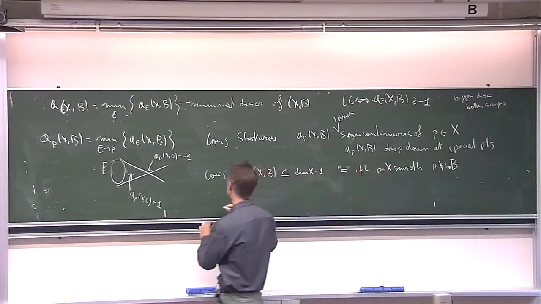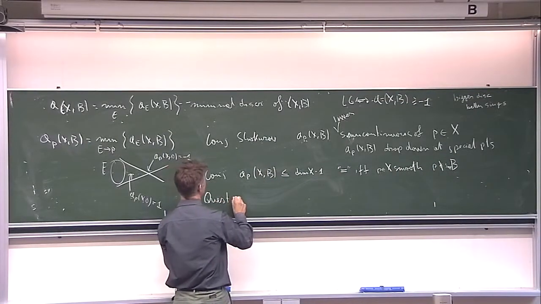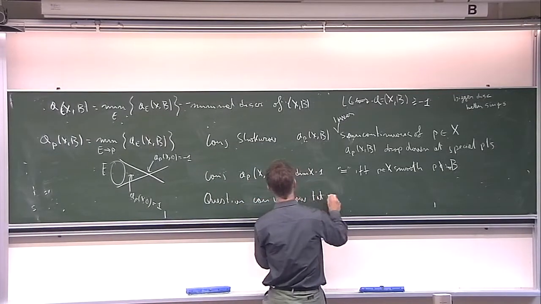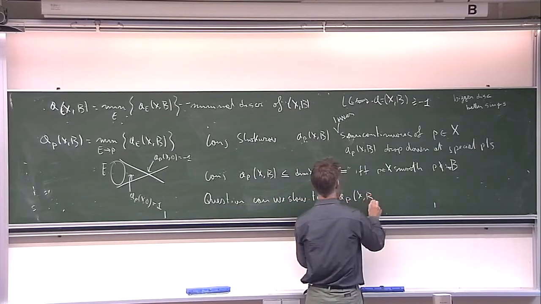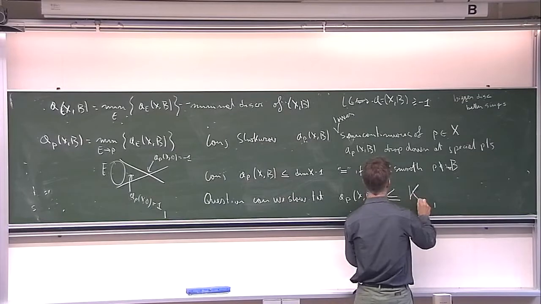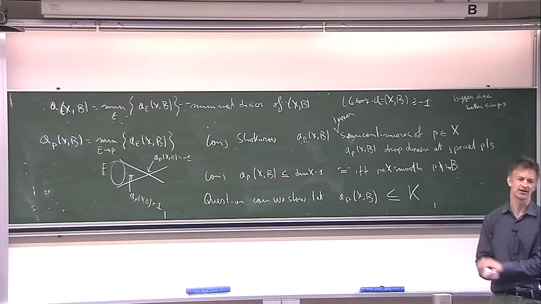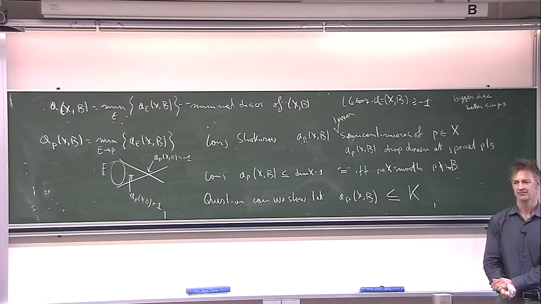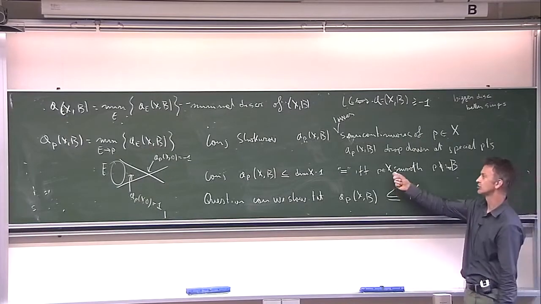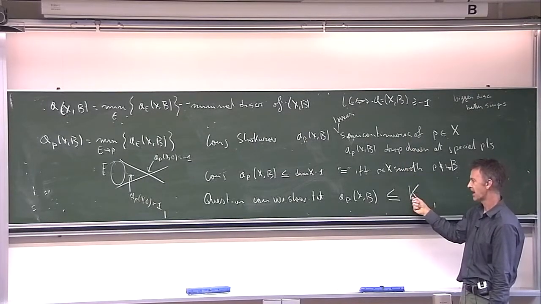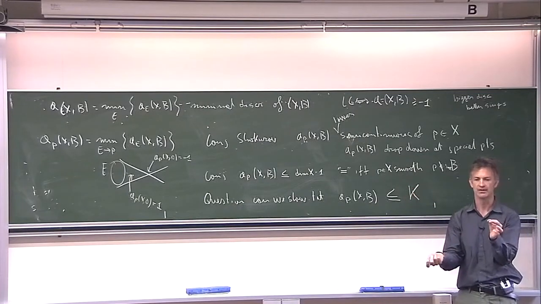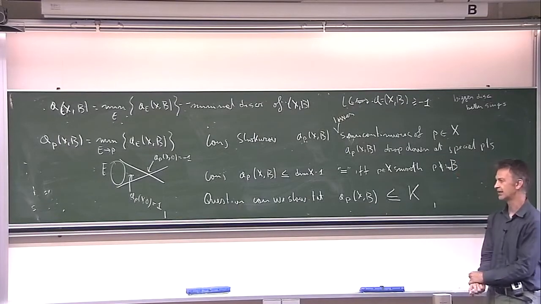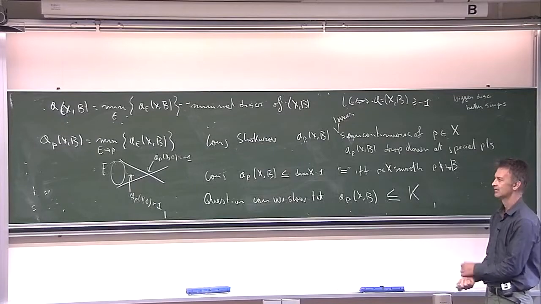In fact, question: can we show that a_P(X,B) is bounded from above by some constant, any constant, ideally dimension of X plus 1? But can one find the constant? There's no argument for that. If the semi-continuity conjecture is true, then this bound has to be dimension of X minus 1, because for a general point it's dimension of X minus 1, and if it can only drop down, then that tells you that the maximum really is dimension of X minus 1. Okay?